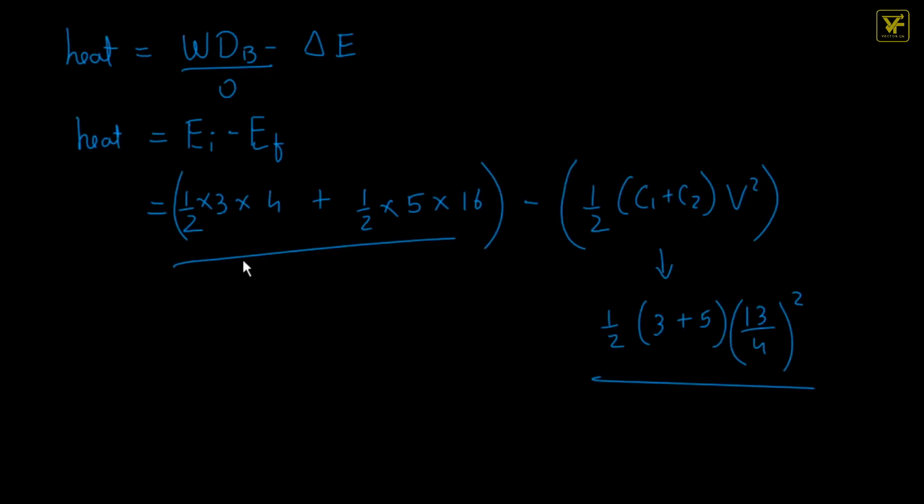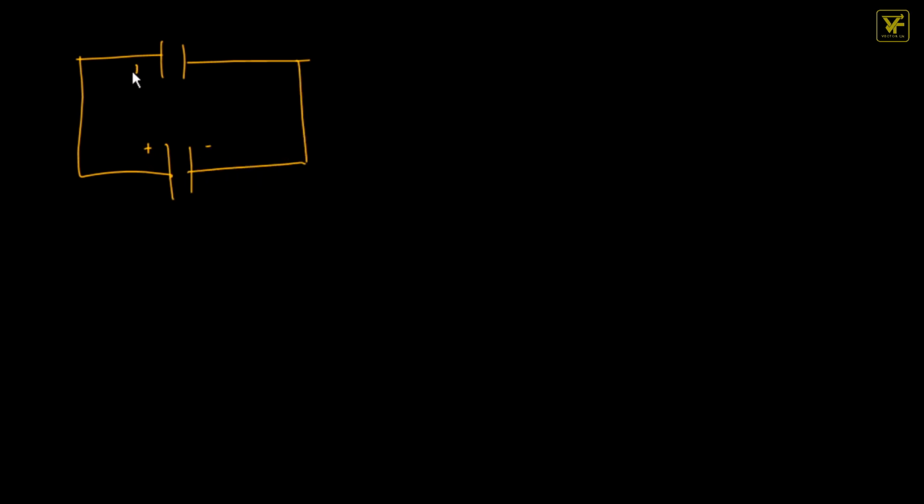I'll also show you how to solve it in a shorter way. So to solve it in a shorter way, I'll again draw the circuit. This is the 3 microfarad. This is the 5 microfarad. This is positive, this is negative, this is positive, this is negative. This is 3 microfarad. This is 2 volts, 5 microfarads and 4 volts. How to solve this in a shorter way?